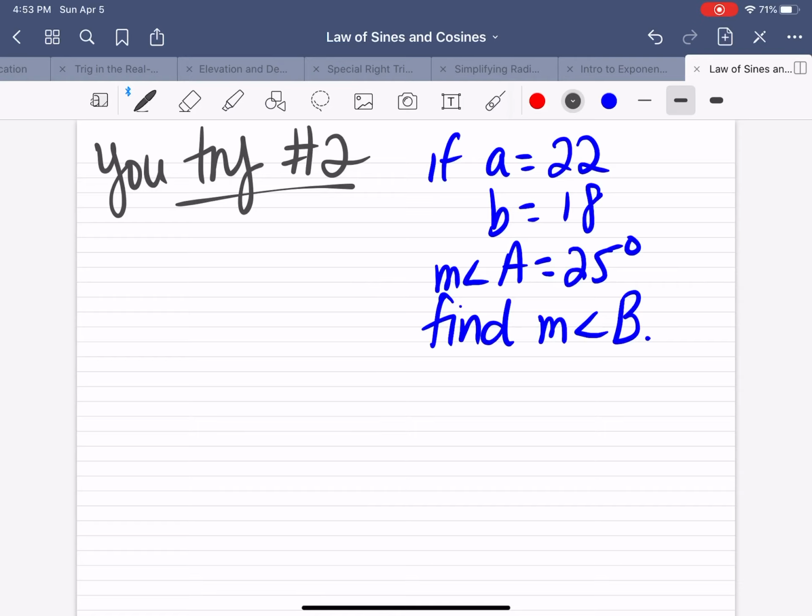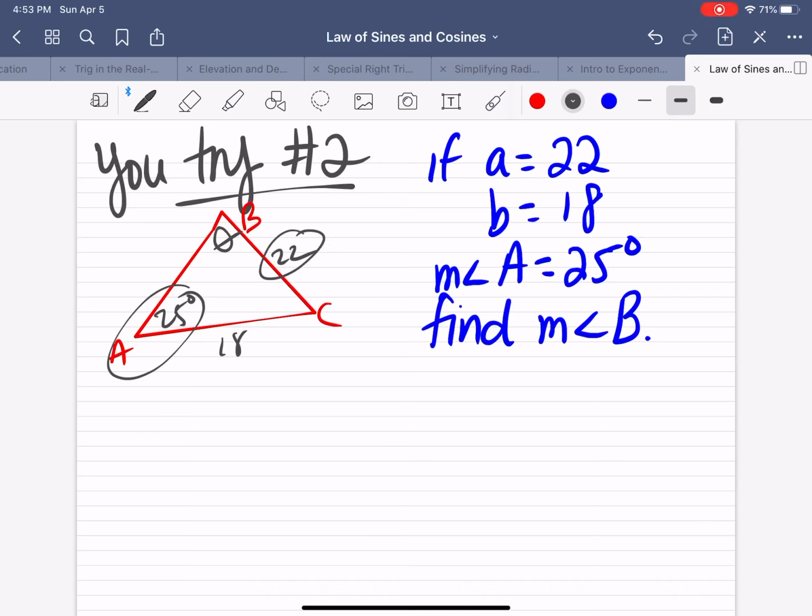So go ahead and try example 2. Of course, I'm going to start by drawing my picture. Measure of angle A is 25. Side A is 22. Side B is 18. We're trying to find the measure of angle B. So this is more straightforward, again, because you are given angle A and its side, and you're given side B, and you're trying to find angle B.